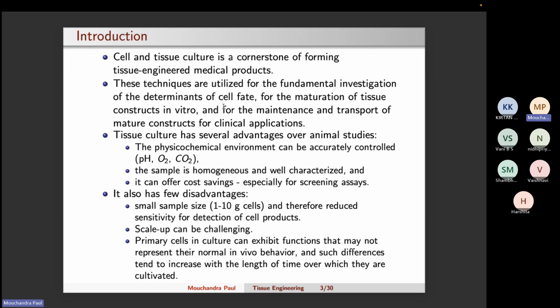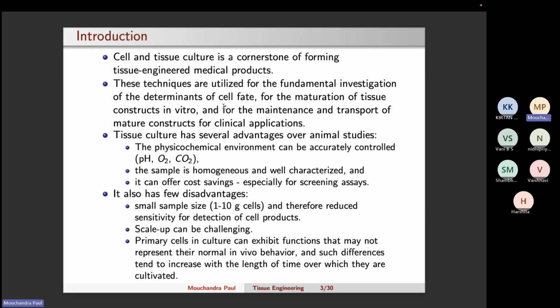So when you're trying to understand all these questions related to a medical product, you have to look back at the techniques that are used for culturing cells. Similar techniques can be used when you're trying to maintain tissue engineered medical products.